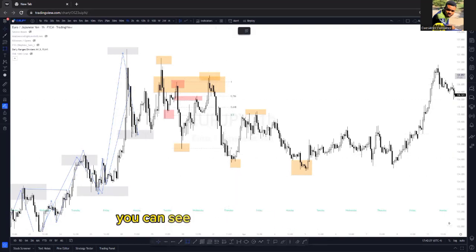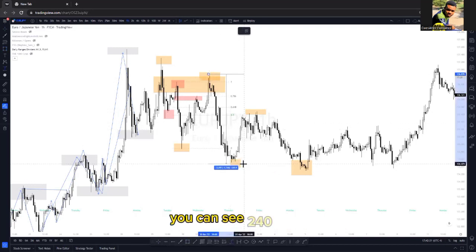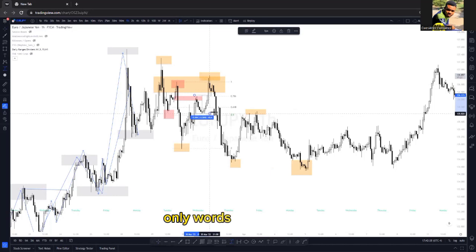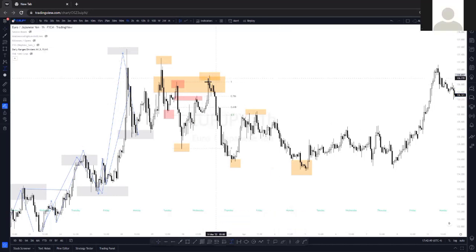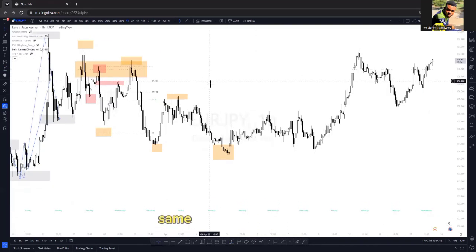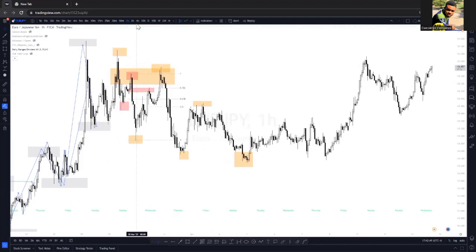You can see the H4 reverses this, right? You can see 240 pips. I get it. But the H1, look at it, only 50 pips, right? Only 50 pips. So you have to know this difference, right? Same thing also over here.